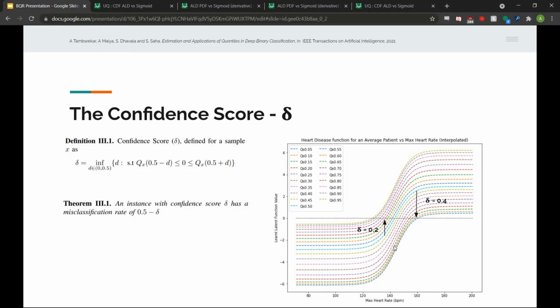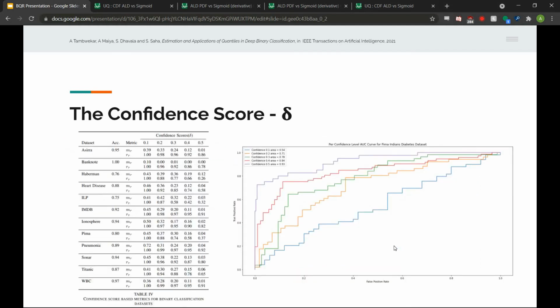And it means that 0.5 minus delta tells us the percentage of points that will lie on the opposite side of the function boundary. And that's why when we have a delta score, we have a misclassification rate of 0.5 minus delta for any point. And this is extremely powerful because now when I give you a point, I can tell you not only how confident I am about whether or not it's right, but what the likelihood of the misclassification actually is.